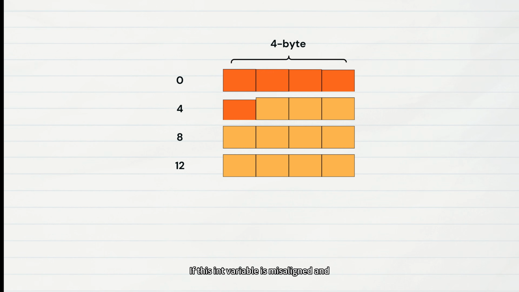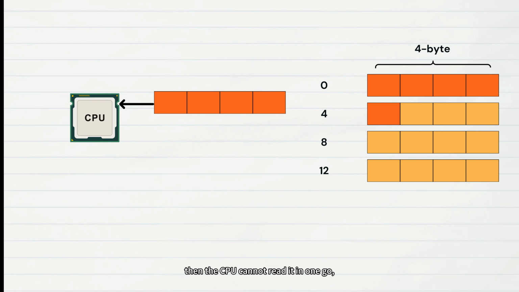If this int variable is misaligned and happens to straddle addresses 4 and 5, spanning 2 memory chunks, then the CPU cannot read it in one go. It must access memory twice, and after reading, it has to perform data splicing and bit shifting operations, causing efficiency to plummet. In extreme cases, some embedded CPUs might even trigger a hardware exception, causing the program to crash directly.